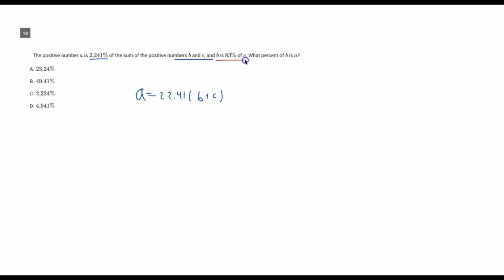It says B is 83% of C, and the question asks what percent of B is A? So right now, because we know B is 83% of C, we can actually replace B in our current equation with a variable of C. So you have A equals 22.41 as our factor. B is 83% of C, so we can write 0.83 C plus C. So this part right here is just B, but represented in a different way.